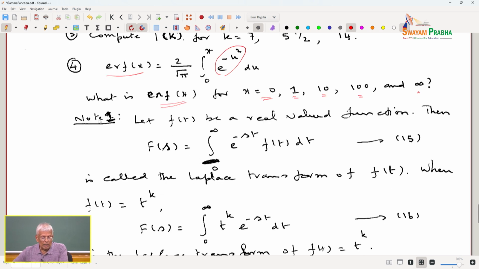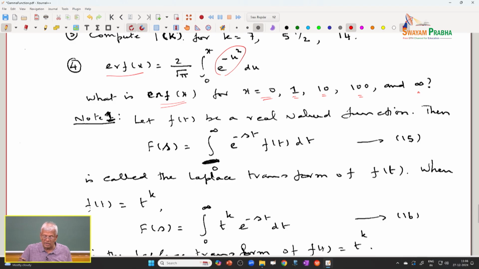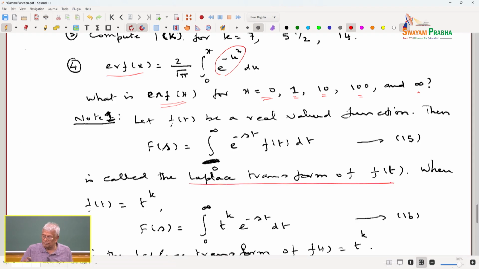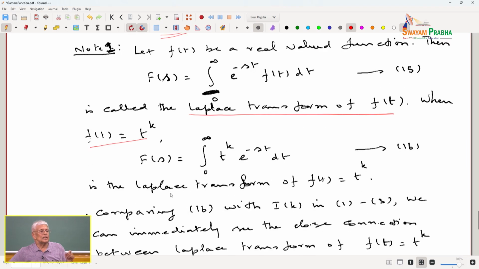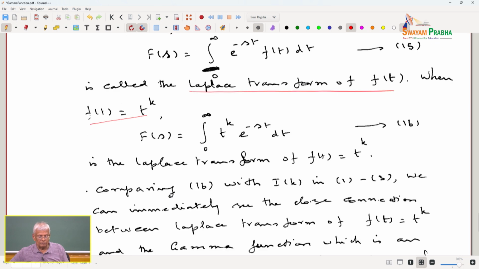Now I have a side note. If f(t) is a real valued function, then f(s) defined by the integral from 0 to plus infinity of e to the power of minus st f(t) dt is called the Laplace transform of f(t). I have already alluded to that earlier. So gamma function is defined when f(t) is t to the power of k. So you can readily see the relation, the bridge between Laplace transforms and the definition of gamma function.